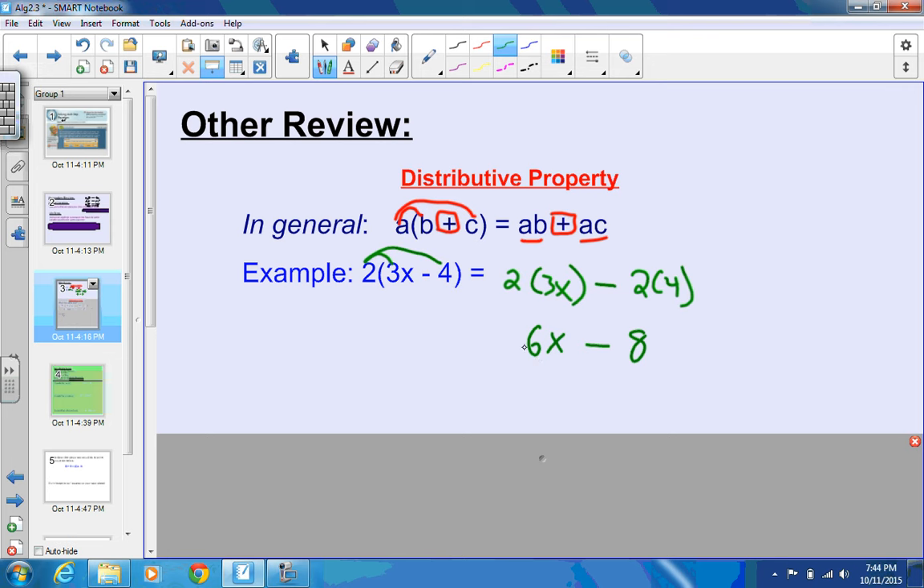Now you'll see you can't do 6 minus 8, because one of them doesn't have a variable and one of them does. So this is as simplified as we can go here. Okay? So that's the distributive property recap.